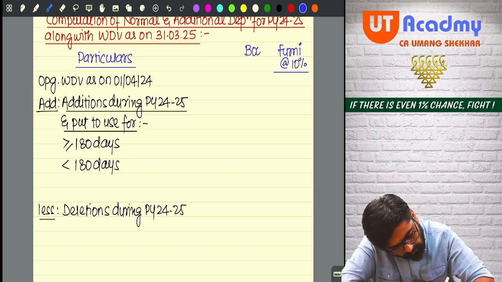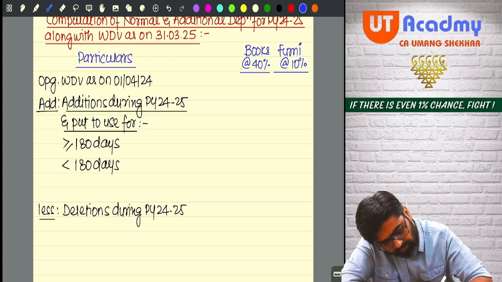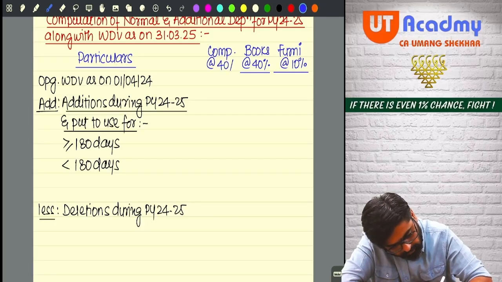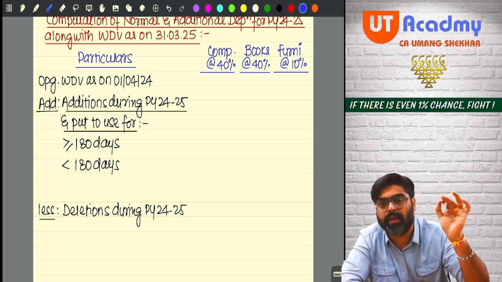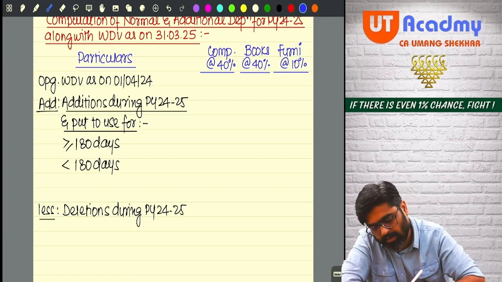Then books at the rate of 40%. Then computer at the rate of 40%. I just have to pick up the values and fill in the blanks. Yes or no? Come on, tell me.